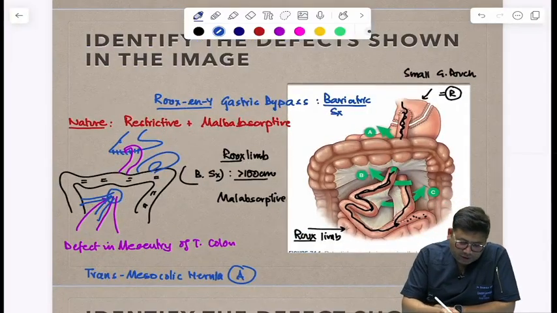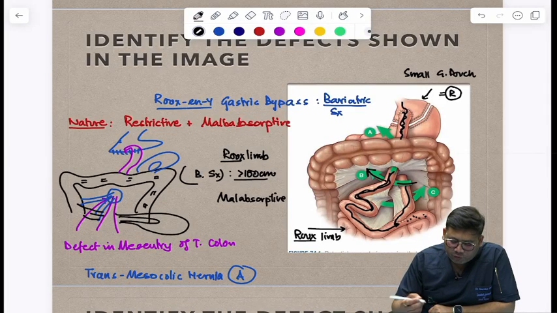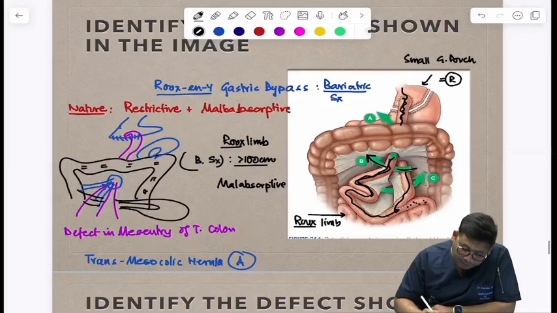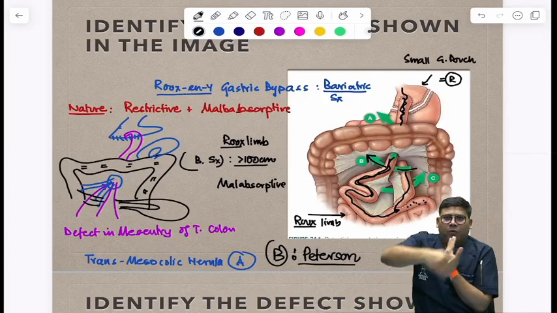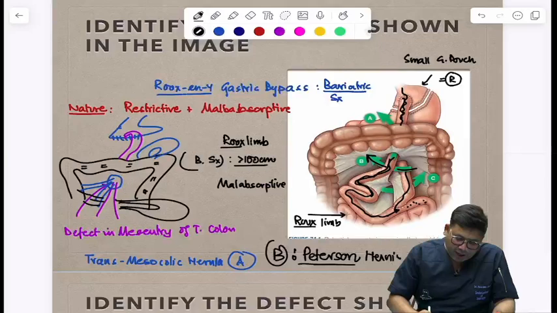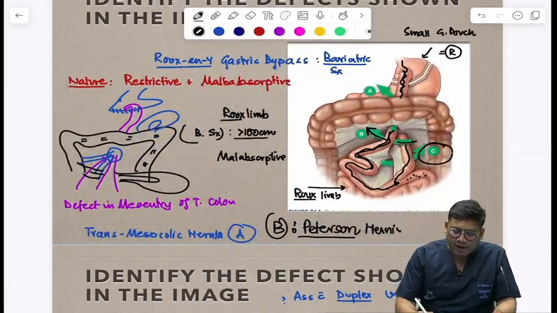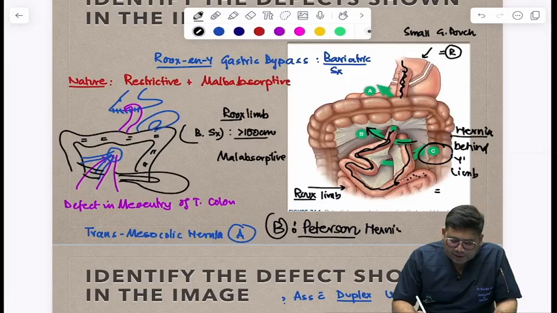The second thing, sir: the viscera can go from beneath, and can you see there is a gap here and anything can go through this space. So this is known as Peterson's hernia. So what is Peterson's hernia? The hernia behind the Roux limb. If this is the Roux limb, anything going from this side, the hernia behind the Roux limb, is known as Peterson's hernia. And if you see what is C, it is a hernia behind the Y limb, known as the Y limb hernia or the Stemmer's hernia.